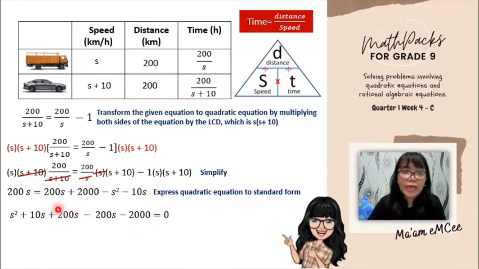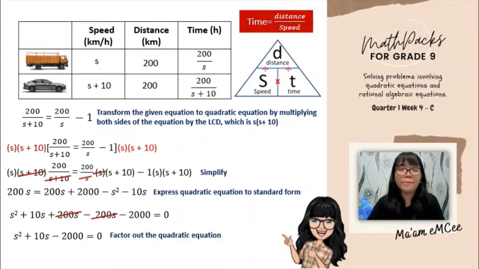Now you will ask me, why is this positive? Because we did not move anything from the left side of the equation. So we did not transpose. That means to say its sign will remain. Then we simplify. 200S minus 200S is just equal to 0. So that means to say we have here S squared plus 10S minus 2000 equals 0 to be our quadratic equation in standard form. Then we are now ready to factor our quadratic equation.